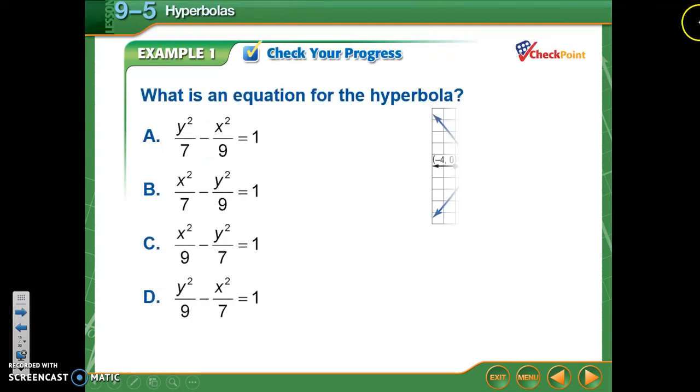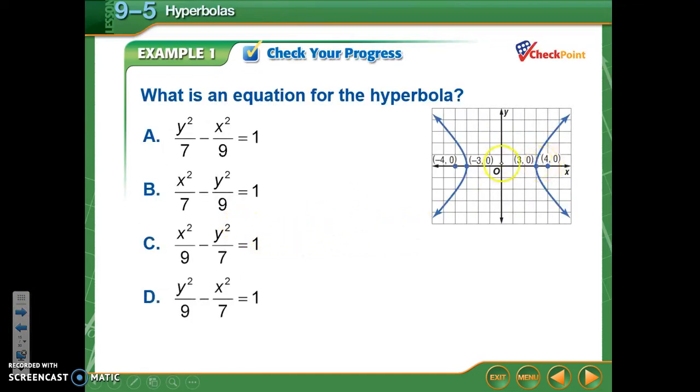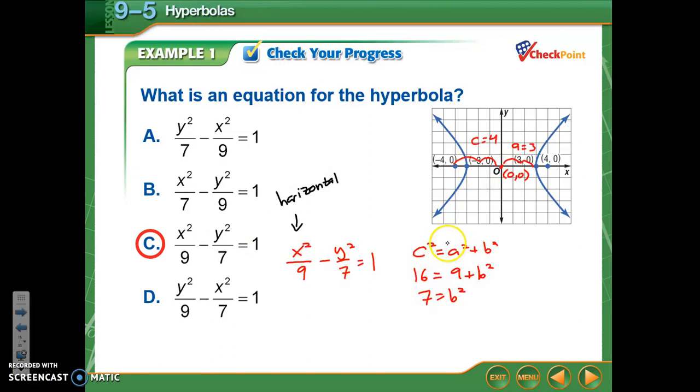Okay, so you guys try this one, same idea. And again, notice this is centered at 0, 0. All right, your answer here is C.